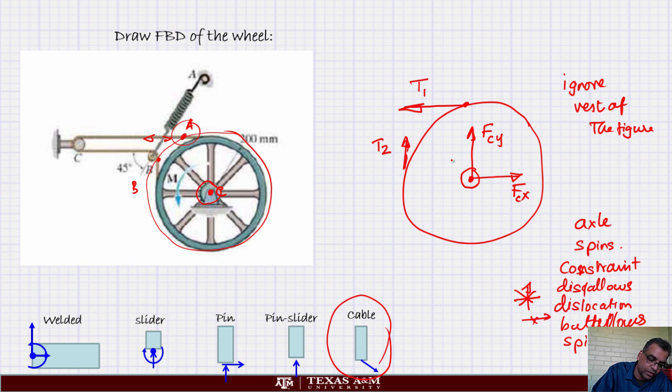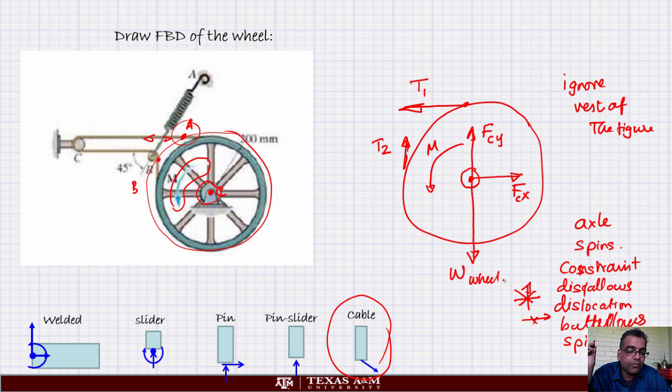Then the last one is the external torque. Can you see this arrow here? I'm going to draw that arrow there. That's the external torque. And many of you would be interested in gravity and so on. If you think that the wheel is very heavy compared to all the other forces, you want to put W wheel. That's my free body diagram.